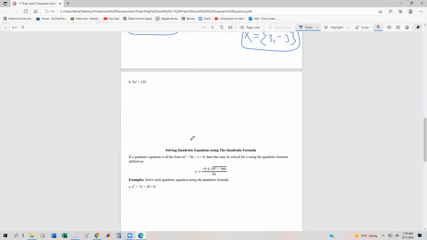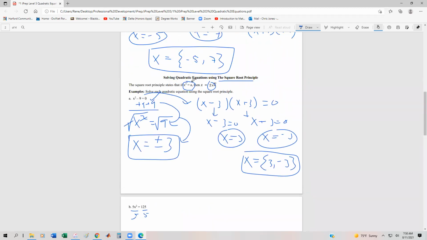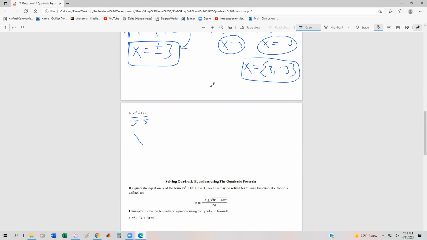Another example of the square root principle, we have 5x squared equals 125. Let's start by dividing both sides by 5 to isolate the x squared. So we need it of the form x squared, or 1x squared, is equal to a. If we divide both sides by 5, we get that x squared equals 25. And now we can take the square root of both sides. So x is going to be equal to plus or minus 5, and we're done.